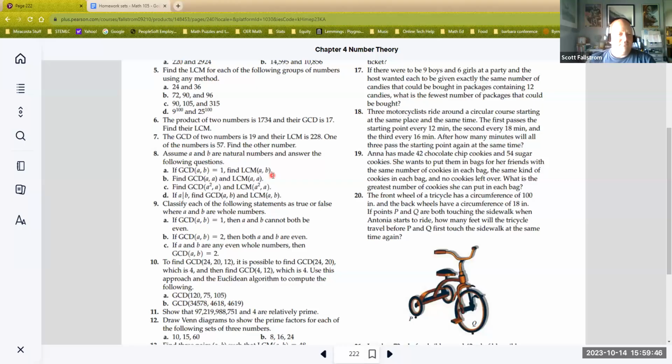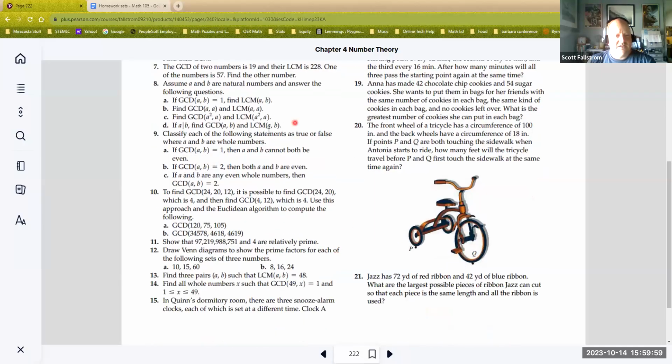Okay. Let's see here. Now you're finding a GCD of 2 numbers with themselves, a GCD of A squared and A. Big hint, think back to what we were doing with prime factorization. All those techniques are going to be useful here. Classify as true or false. If the GCD is 1, then A and B cannot both be even.